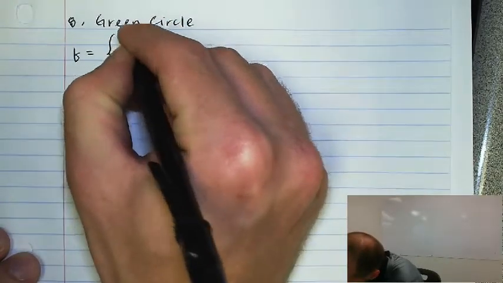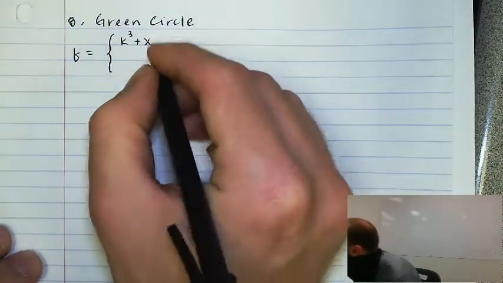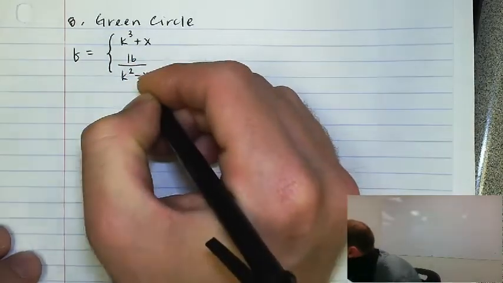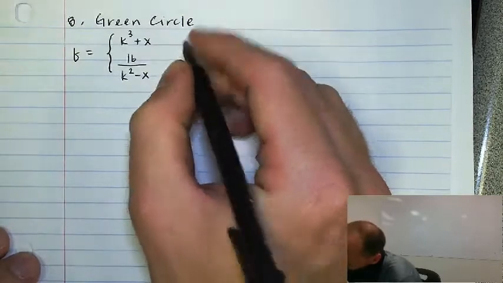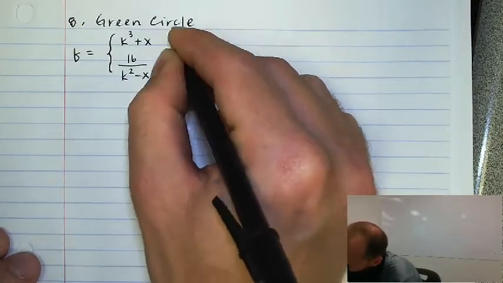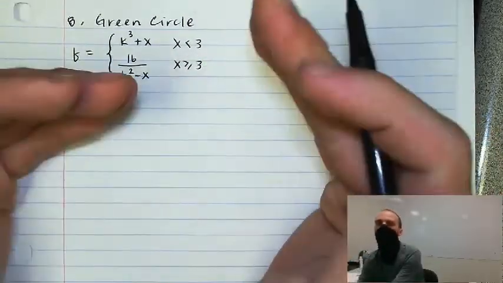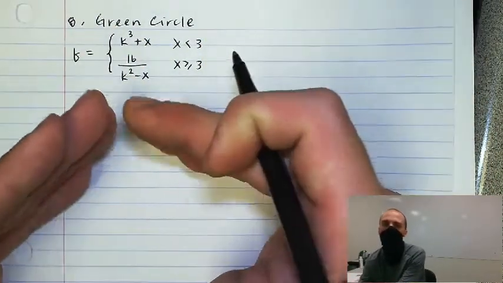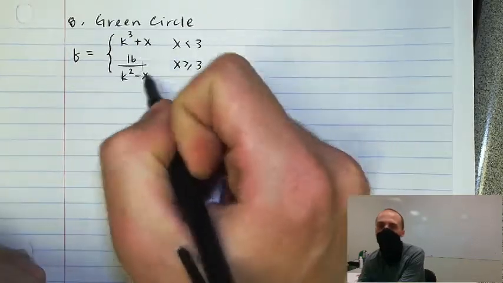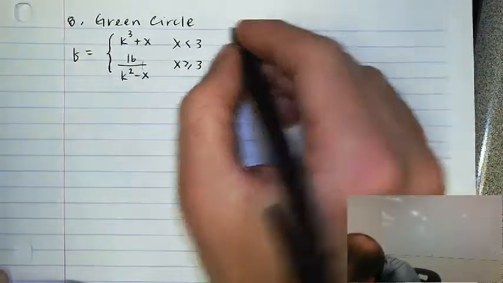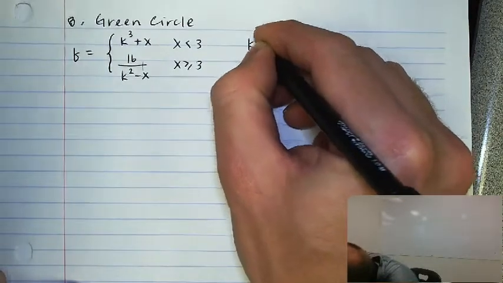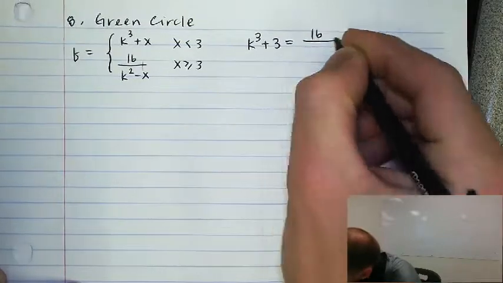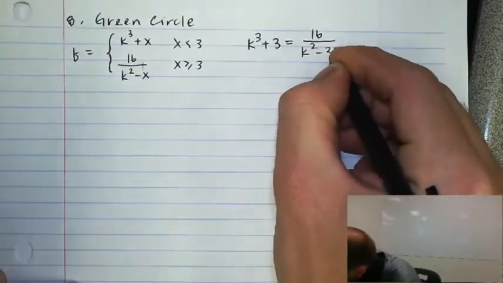So it's k to the 3 plus x, and 16 over k squared minus x. This is x greater than or equal to 3. This is x less than 3. These are two pieces of graph that, depending on k, are going to move around. What we need is for it to be continuous. We need the two pieces to agree at x equals 3. So what I need is k to the 3 plus 3, just replace x with 3, to equal 16 over k squared minus 3.